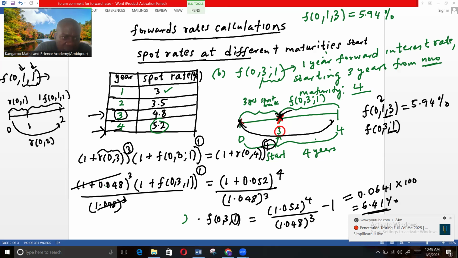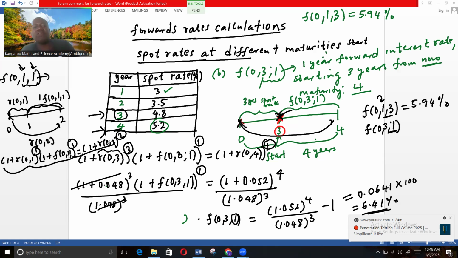So we start from here, then we say 1 plus the R of 0 and 1, multiplied by 1 plus the forward rate, which is just 1 over 1. It will be the same as 1 plus the 2-year spot rate raised to the power of 2. You see, 1 plus 1 is still the same thing. I strongly believe you're following.